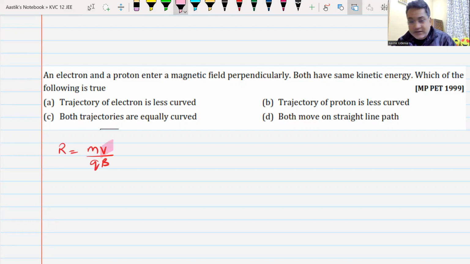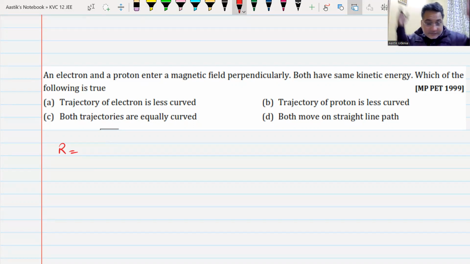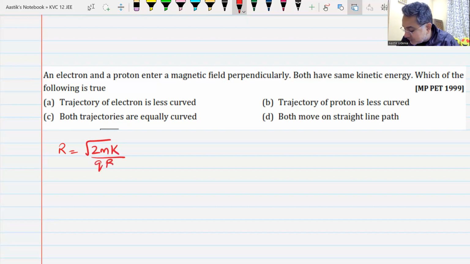They have the same kinetic energy, so we both have the same kinetic energy. So I've written the wrong formula. I should not use this formula. In excitement, I said something else. Same kinetic energy, so which formula should I write? I should write this one, root over 2mK by QB. Yes or no?